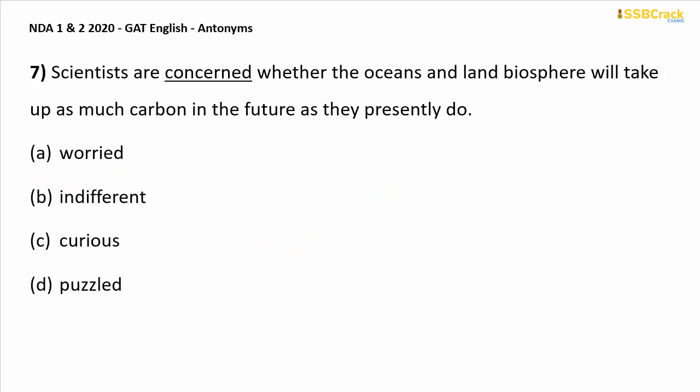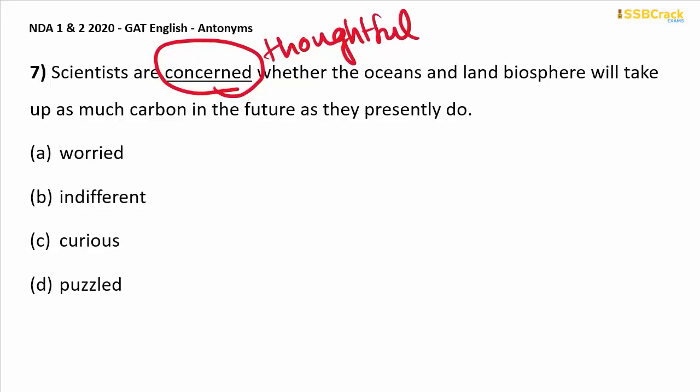Next question. Scientists are concerned whether the oceans and land biosphere will take up as much carbon in the future as they presently do. When you're concerned about something, that means you are thoughtful, or maybe worried, or anxious. In other words, when you're thoughtful about something, you are thinking about that particular thing, right? So worried is again a synonym of concern, so you can cross this out.